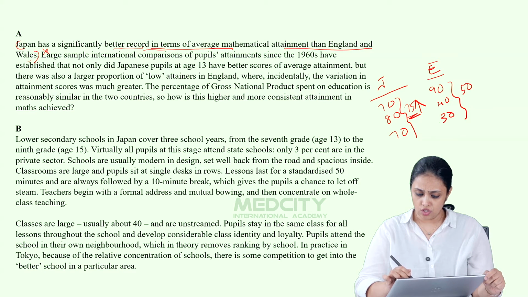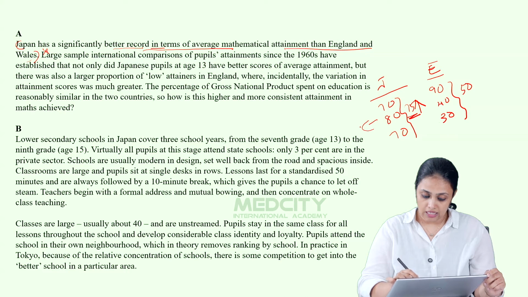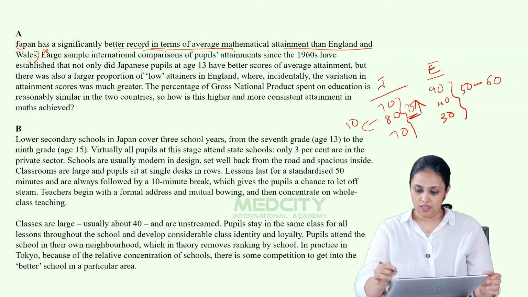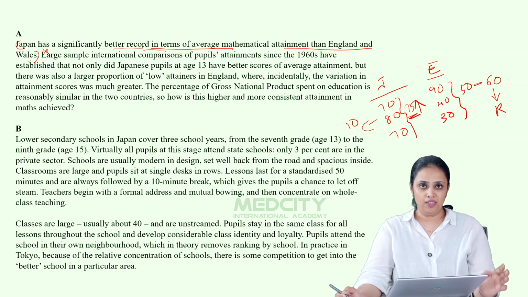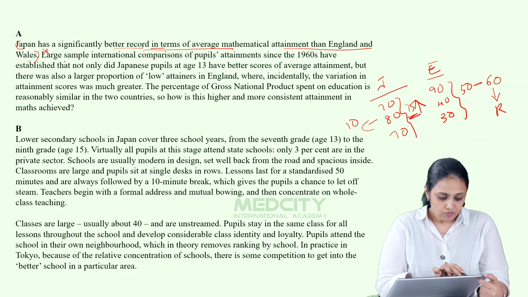But when you look at the range, it is the difference between the highest value and the least value. So here the range is only 10. And what about the range here? The highest is 90 and the least is 30. So the range here is 60. Okay. Now the range is higher here, but the average score is higher in Japan. I hope by now it's clear. Let's read through.